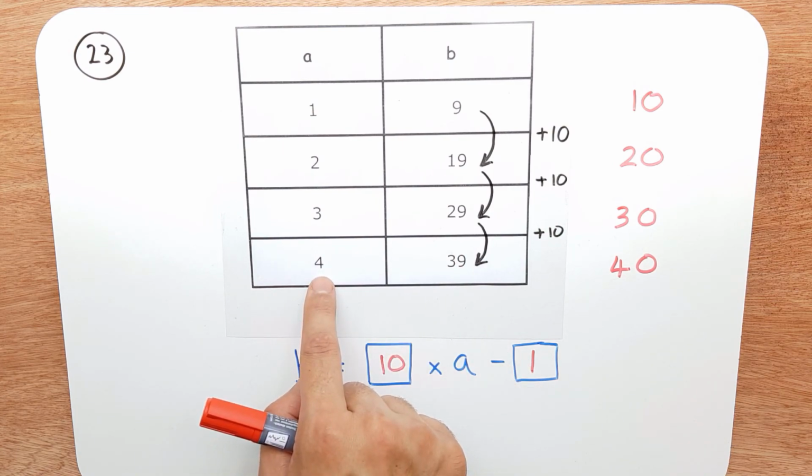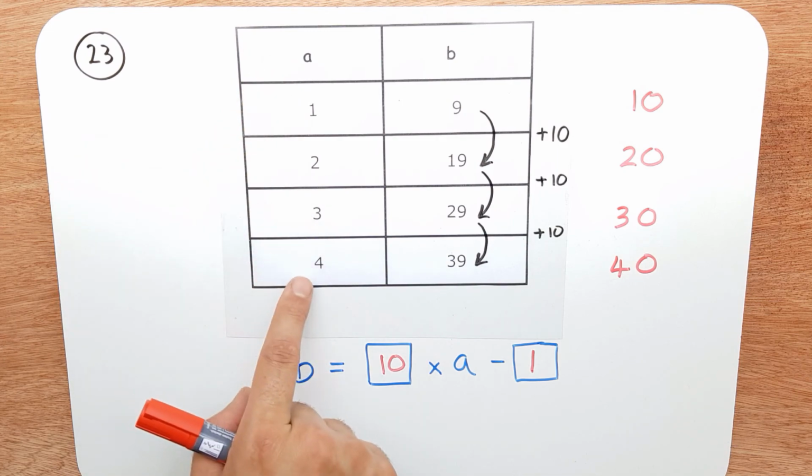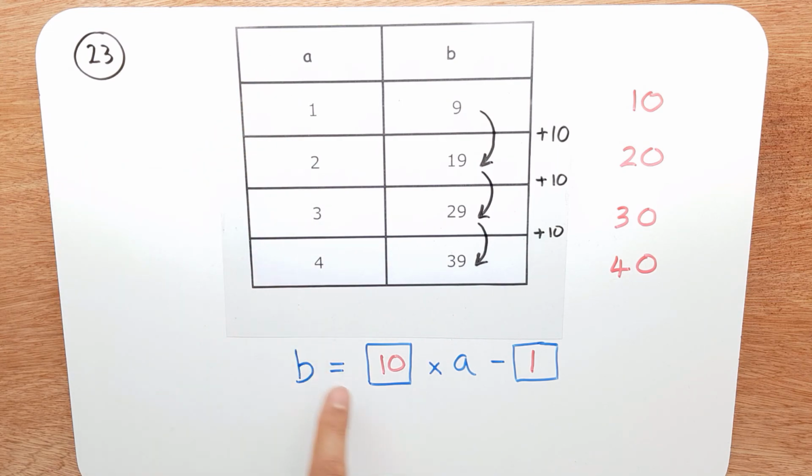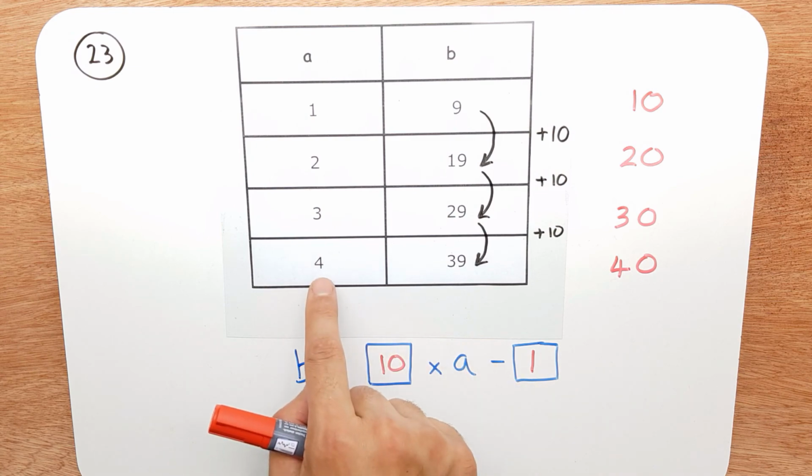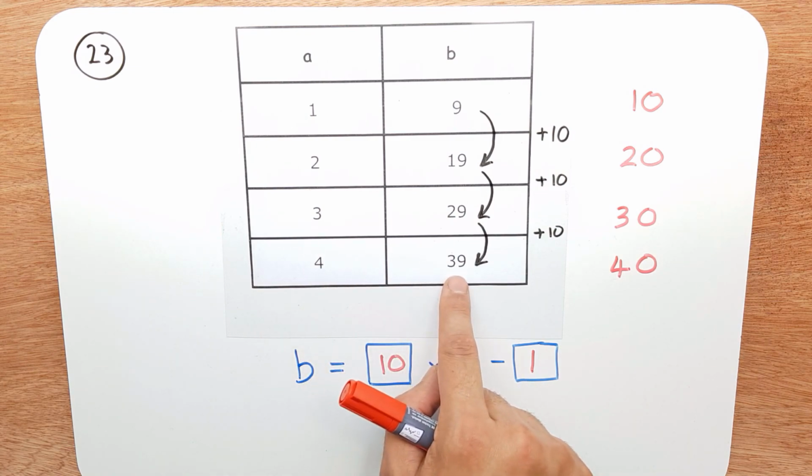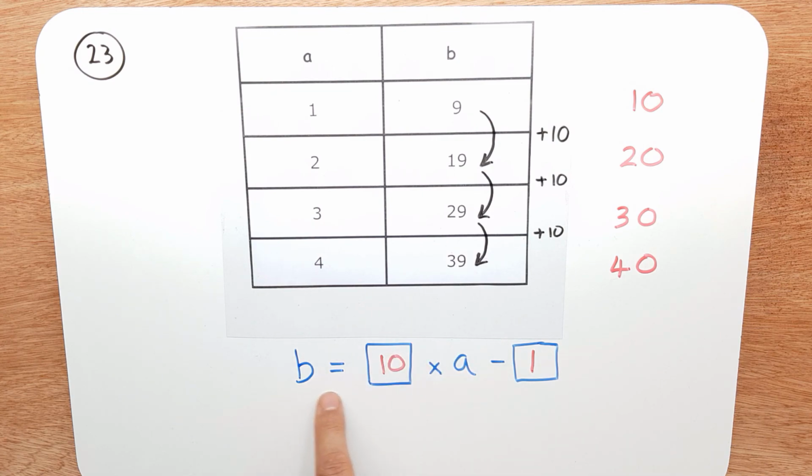Now this should work as well. So the value for A is 4. So I'm going to replace this A with a 4. So it will be 10 times 4, which is 40. Take away 1, which is 39. So if I go from here across, my answer is 39. So this is my rule. You take the value for A, multiply it or times it by 10, and then you take away 1.